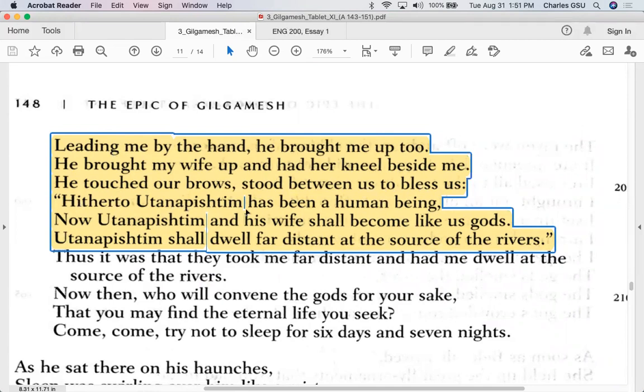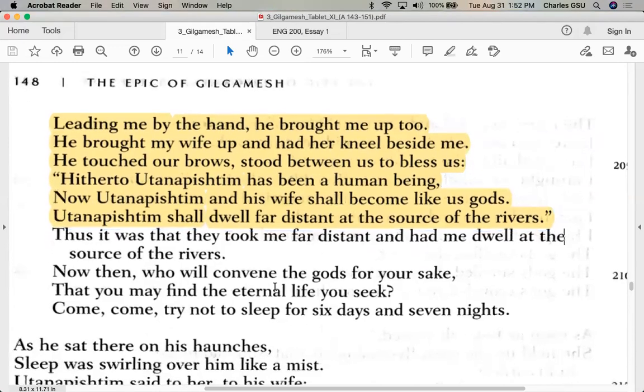Hitherto, Uttanapishtim has been a human being. Now, Uttanapishtim and his wife shall become like us gods. Uttanapishtim shall dwell far distant at the source of the rivers. So this is why he's called the distant one. And we could therefore kind of metaphorically say that Uttanapishtim has achieved immortality, and Noah achieves a kind of immortality when he goes up to be with God when he dies in heaven. So again, two kinds of parallels there.